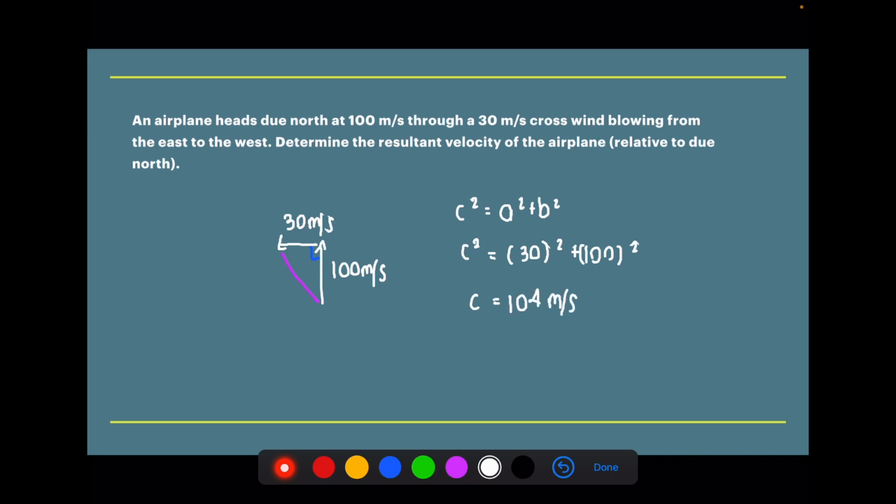But since it is in vector form, we also need to find the direction. We can find the angle by using trigonometry. We can write tan theta equals opposite over adjacent, so it will be tan theta equals 30 over 100, which gives theta equal to 17 degrees. The final answer can be written as v equals 104 meters per second, 17 degrees west of north.